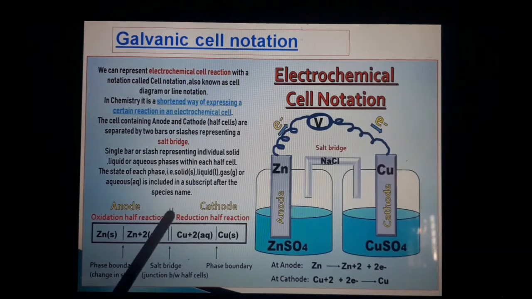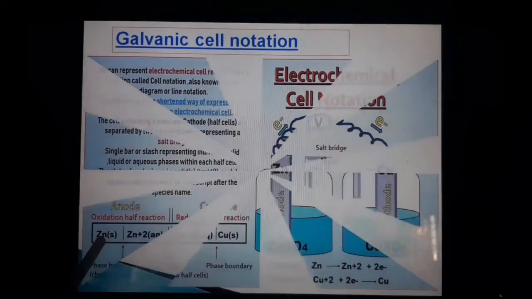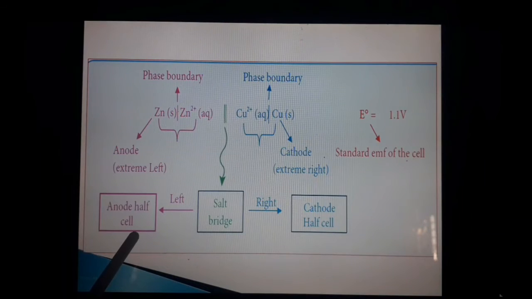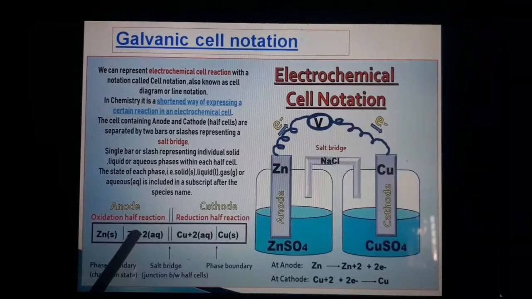The two halves are separated by the double line. This represents the salt bridge. A single slash represents each phase boundary. Phase boundary means solid or aqueous, you represent that.